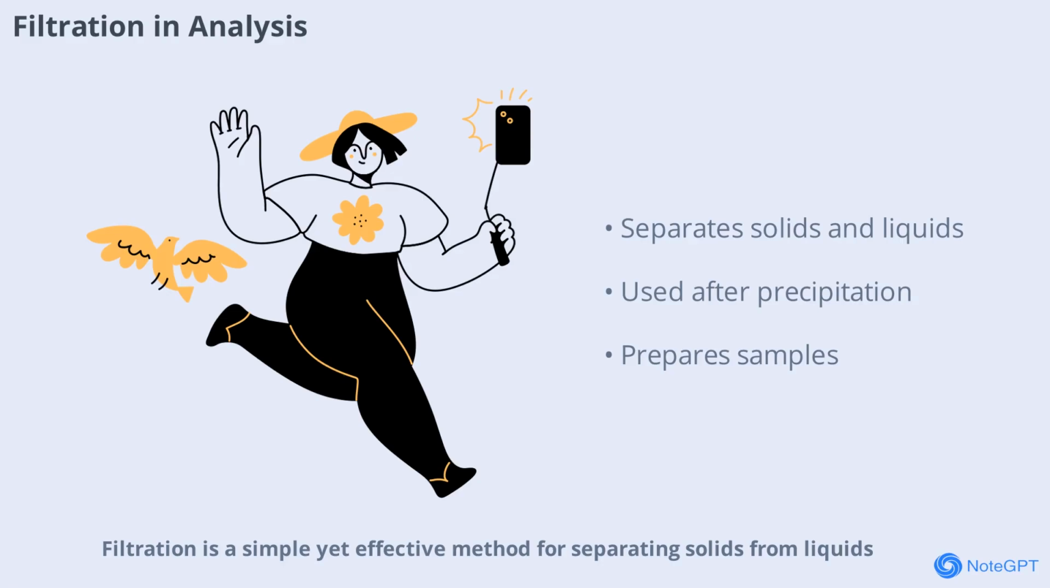Filtration is a simple yet effective method for separating solids from liquids. In analytical chemistry, it's often used after precipitation reactions to collect the solid product. The mixture is poured through a filter, which allows the liquid to pass while retaining the solid. Filtration is essential for preparing samples for further analysis and ensuring accurate results.